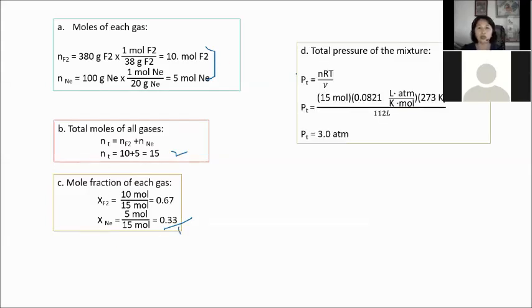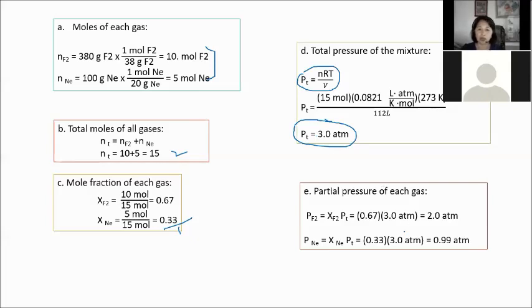So the total pressure of the mixture using the Avogadro's law. So from PV is equal to nRT, to find P is equal to nRT over V. So plug in all the given. So the total pressure of the two gases is 3 atm.